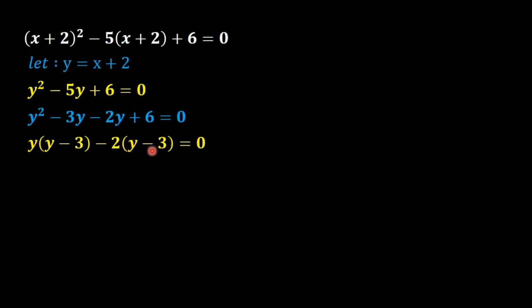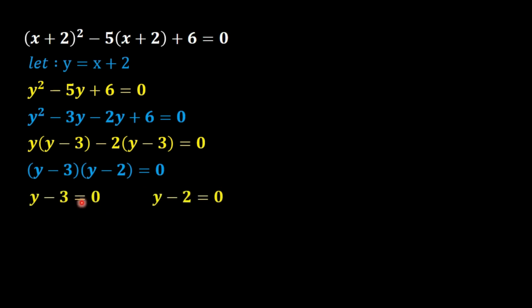Now in the next step we should take y − 3 common from this entire equation. As a result we get y − 3 as a common factor, and the remaining factor is y − 2, equal to 0. Now in the next step we should take y − 3 = 0 and y − 2 = 0.